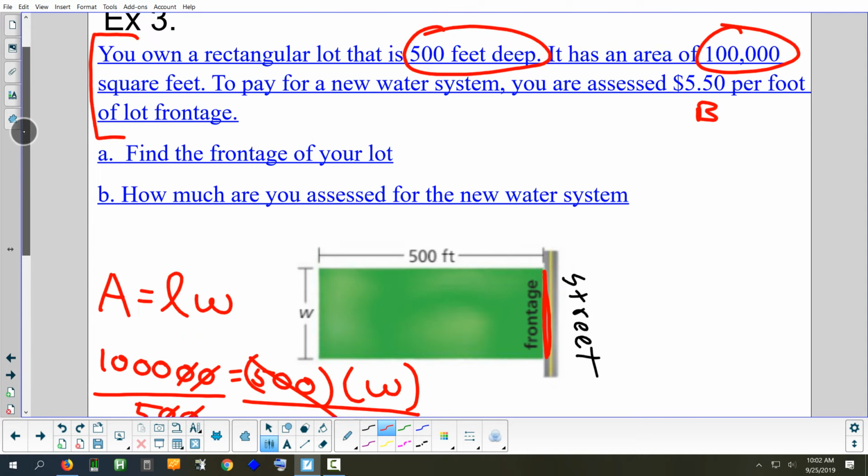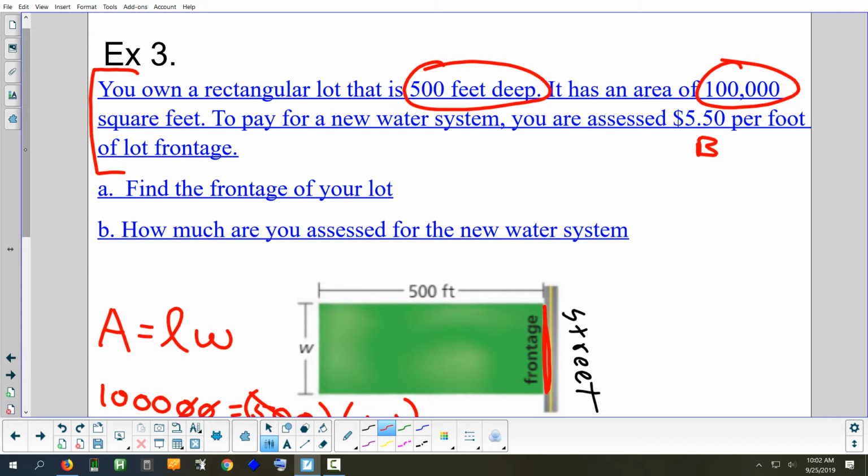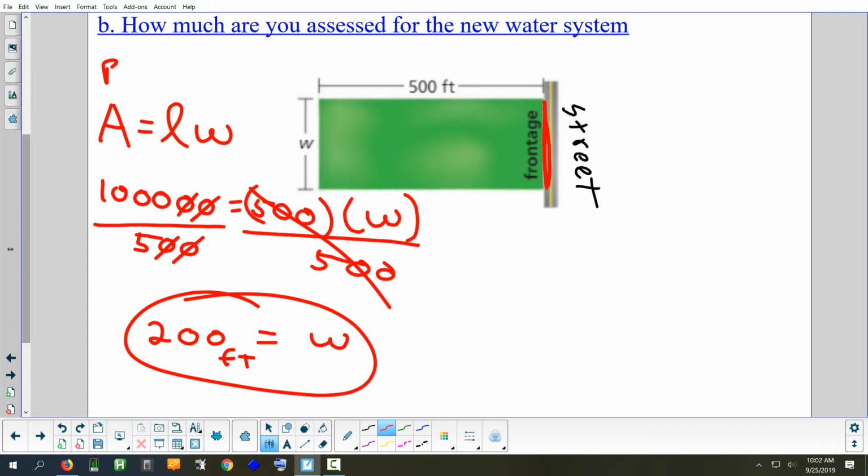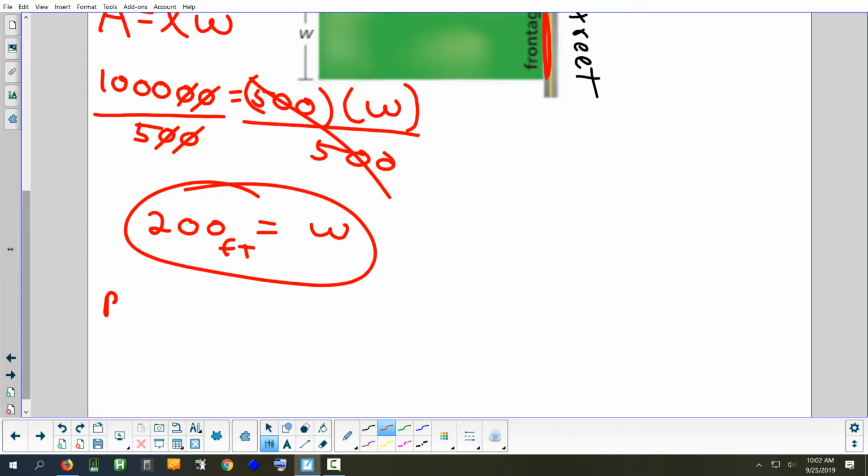Okay, so it says right there, find the width of the rectangle. We got it. Now, how much is it going to cost us to put in the new pipe? How would I figure that out? I know how much it costs. It's $5.50 for every foot. And I know how many feet. Yep. It's $5.50 per foot, so you do 200 divided by 550. Right?